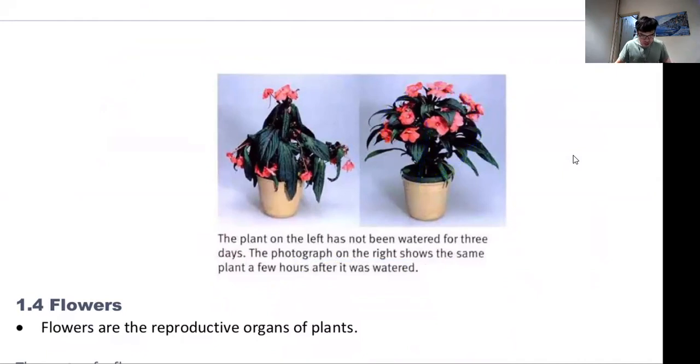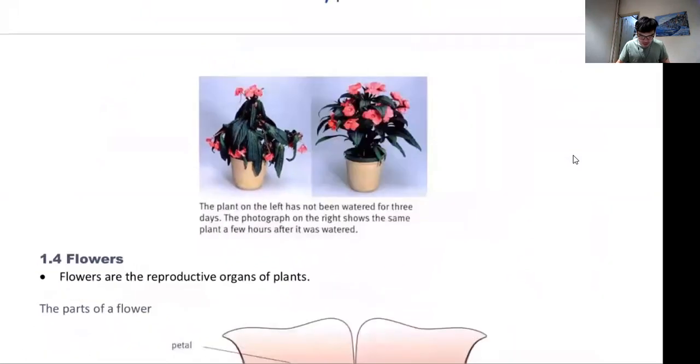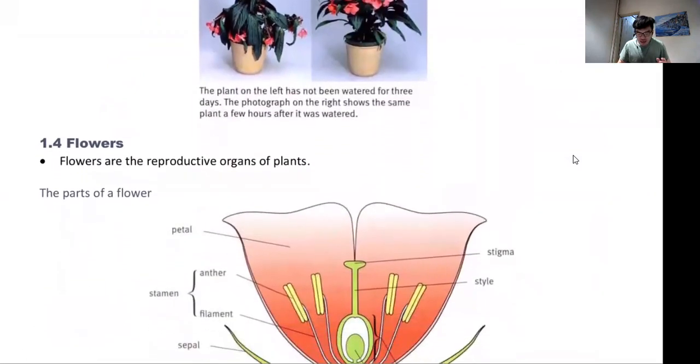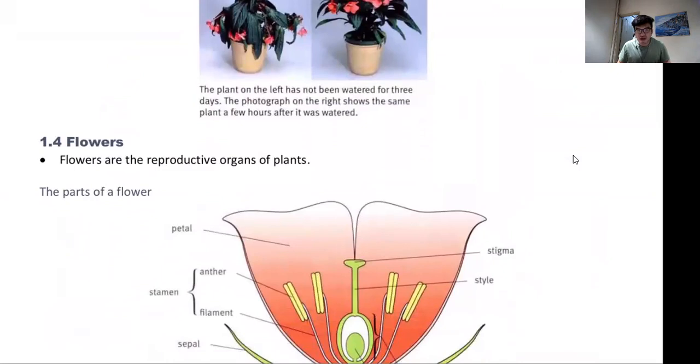Okay, so let's go to the next part, which is our flower. Our exercise is not enough. Maybe Friday before our class, I'll give you more exercise because there's not enough exercise for this chapter.